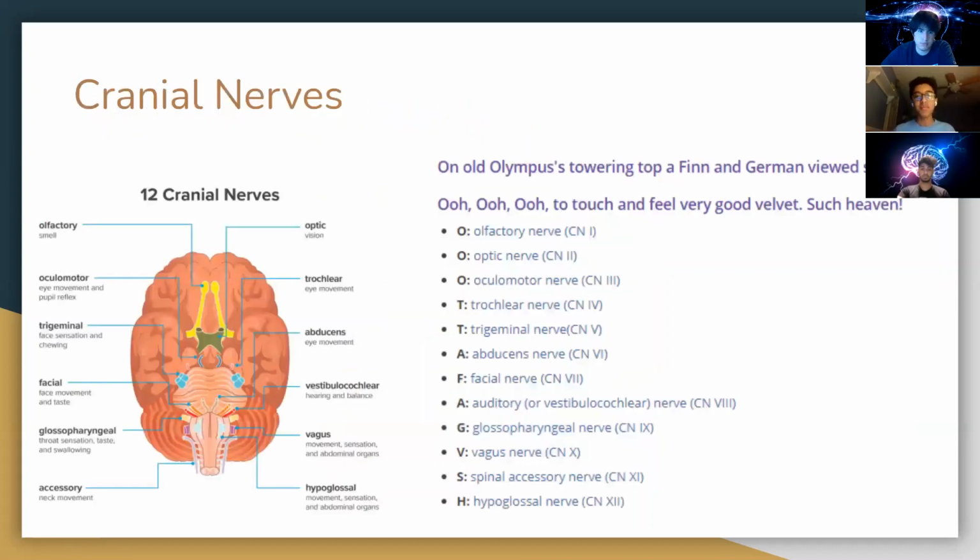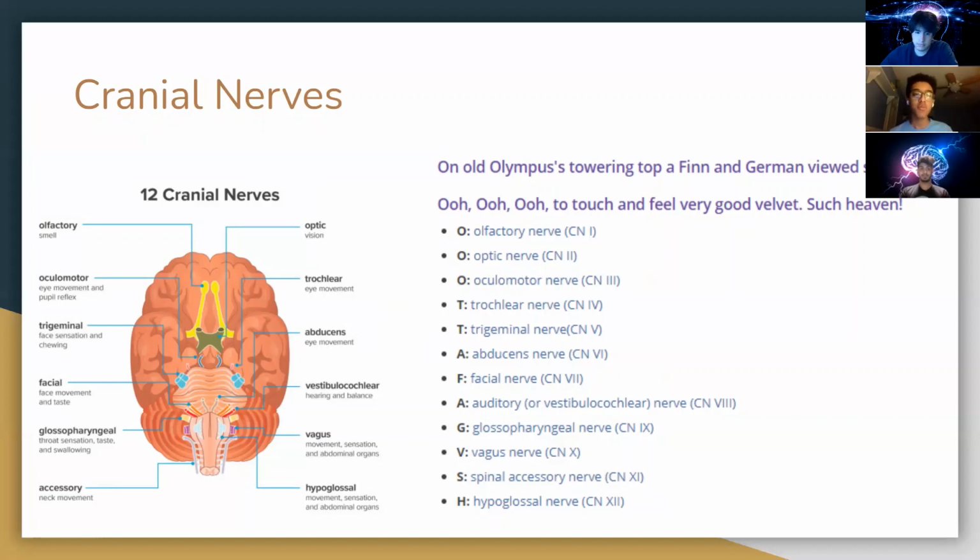All right, so your brain has 12 special cranial nerves with 12 special functions. A cool way to remember these is by using one of these mnemonics. The first one is: On Old Olympus Towering Top, A Finn And German Viewed Some Hops. The second is: Oh, To Touch And Feel Very Good Velvet, Such Heaven. My favorite is the first one because that's the one my neuroscience teacher taught me, but you should use whichever one helps you the most. So let's go through what each of these words stand for.